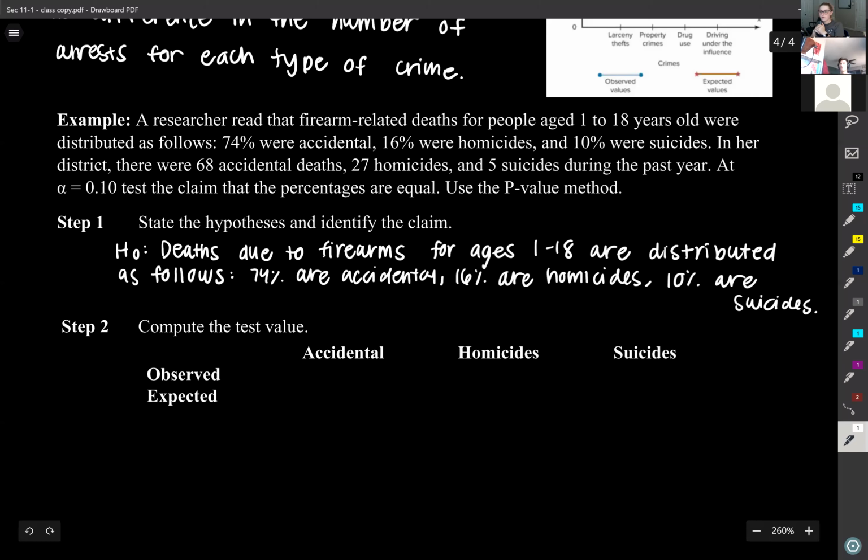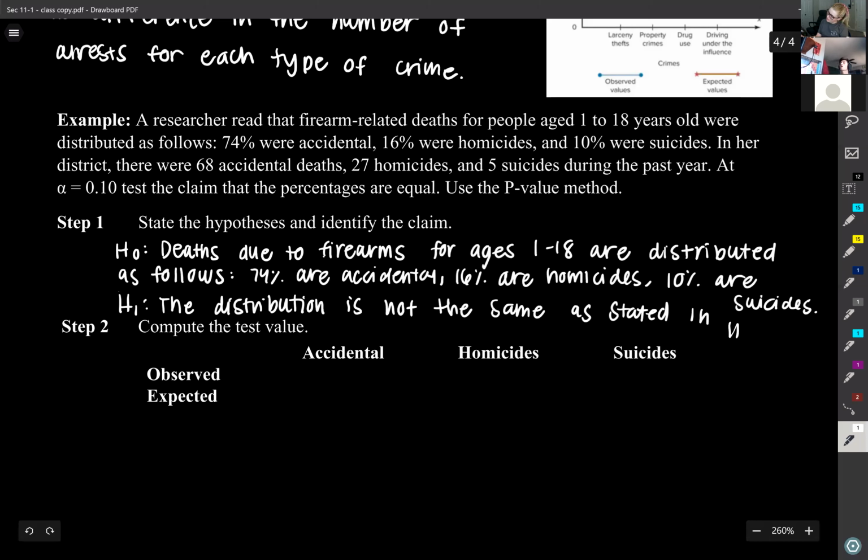So our null says that there's no difference, and this is actually the case. This is true. Our alternative is going to say that the distribution is not the same as stated here. So it's going to say there is some form of a difference. So the alternative is going to say the distribution is not the same as stated in the null. The null says this is the distribution, this is correct, there is no difference here, and the alternative says there is a difference and it's not the same as stated in the null hypothesis.